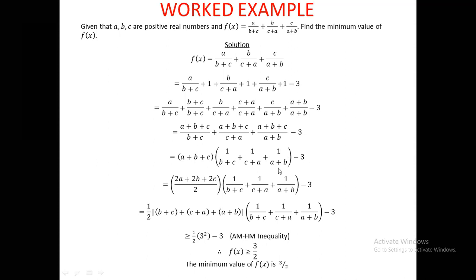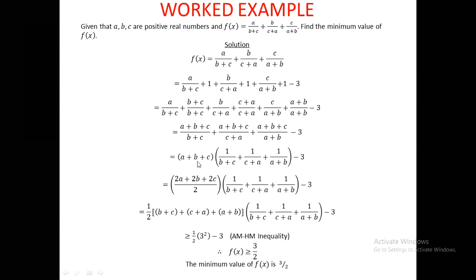Let's see how we can. Since what we have in the second bracket is the sum of inverses of b plus c, c plus a, a plus b, let's work towards having it in the first bracket. Let's see how we can work on the first bracket for it to become the sum of b plus c, c plus a, and a plus b. Then we can now apply the AM-HM inequality. Okay, so we looked at a plus b plus a plus b plus c.